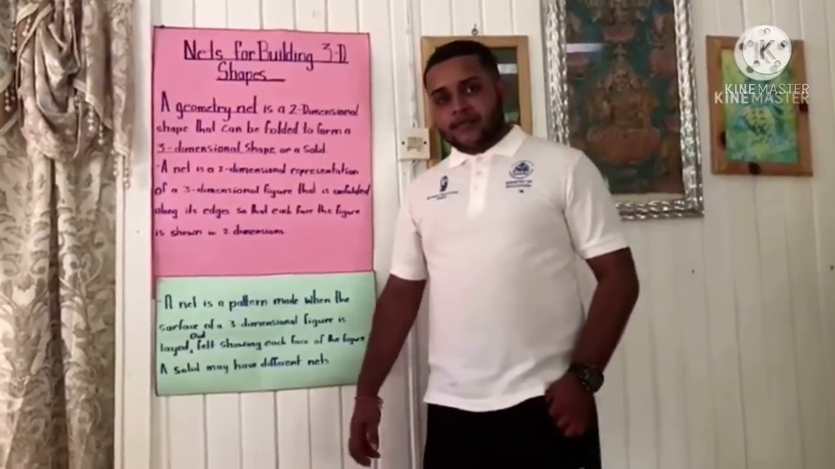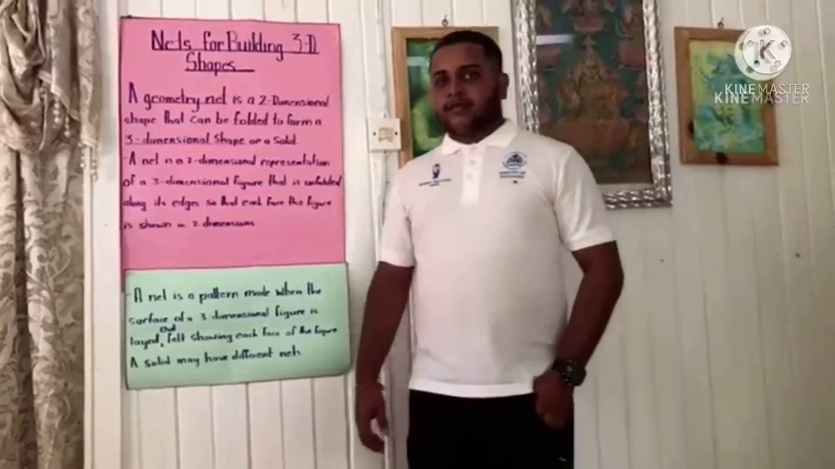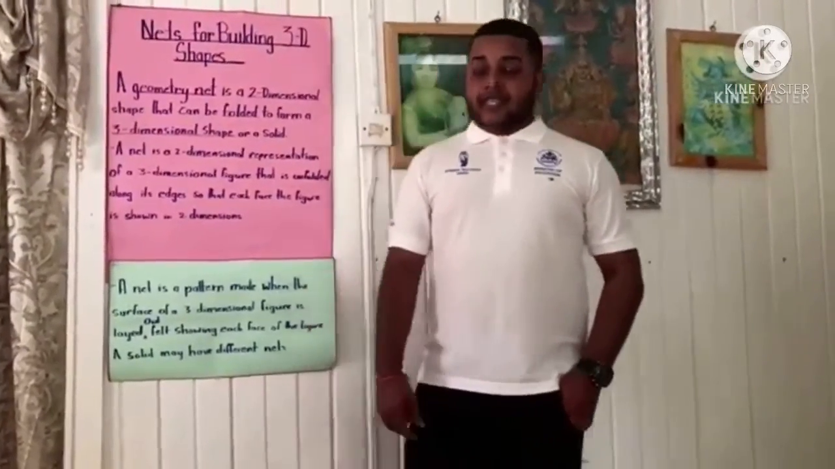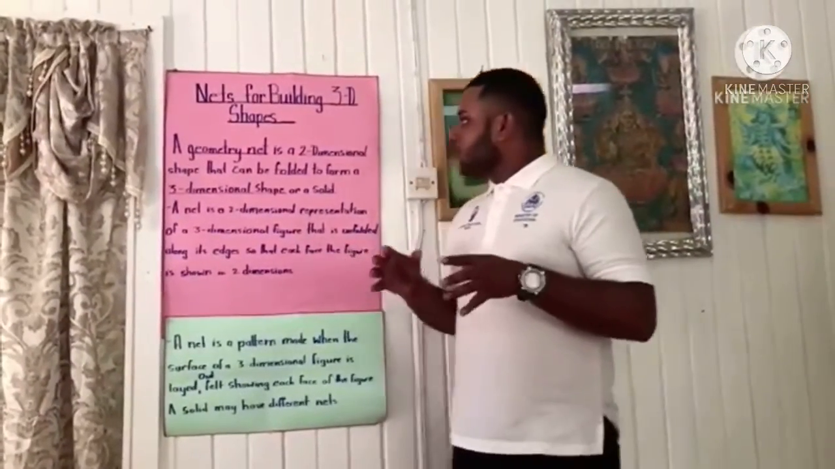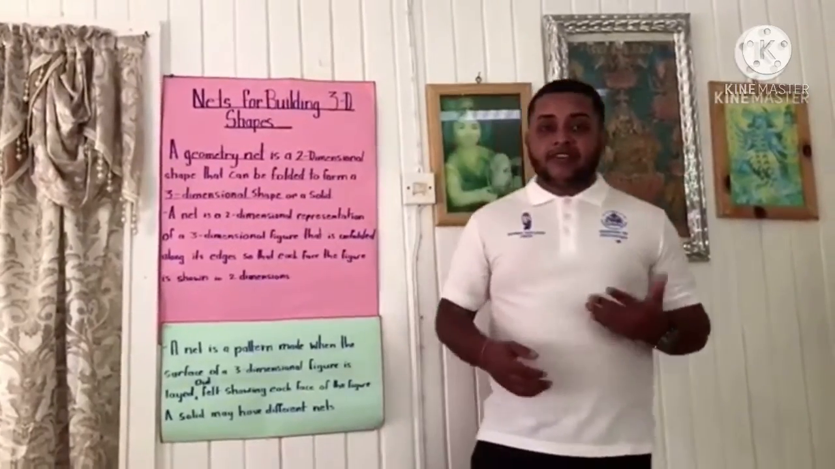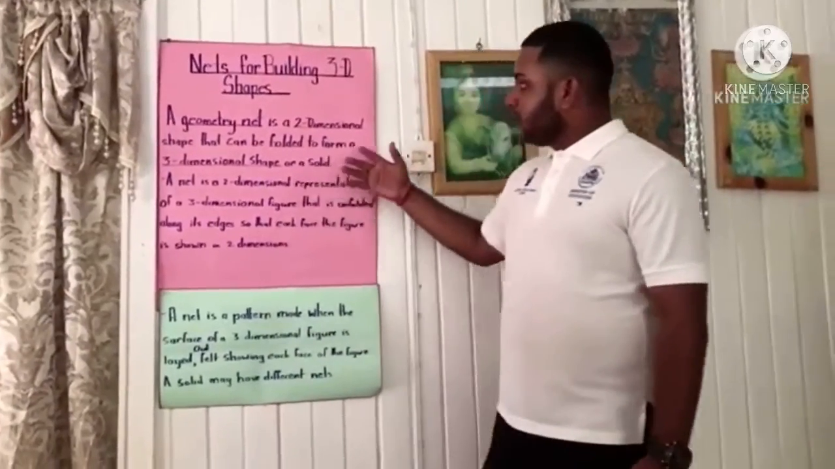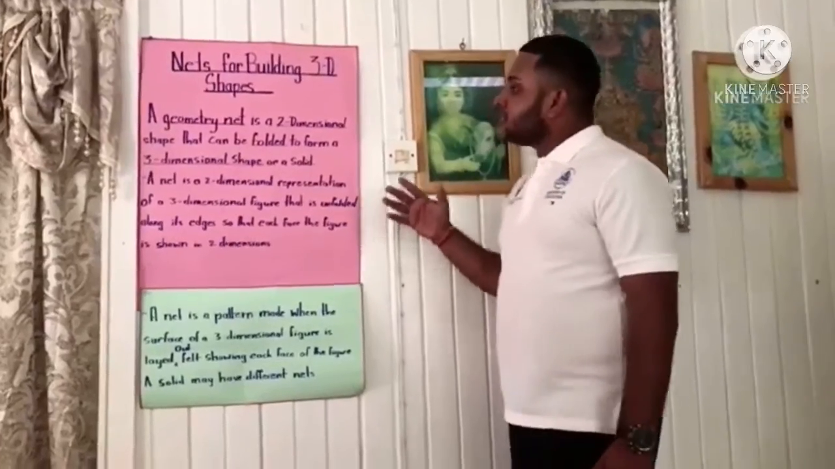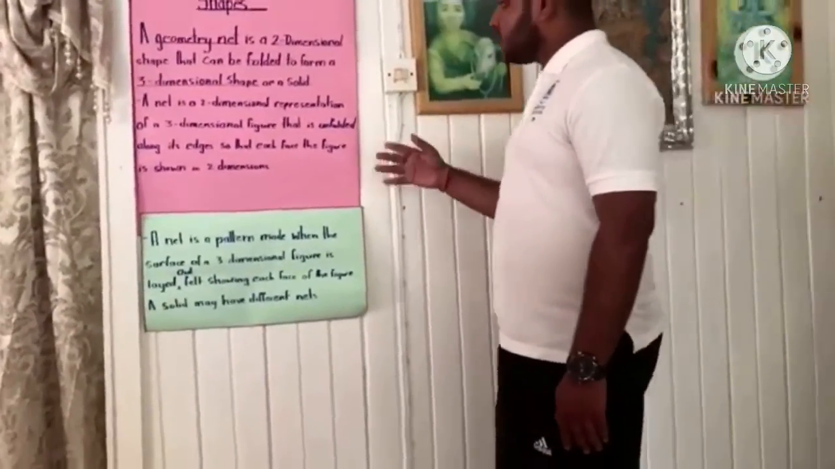A geometry net is a two-dimensional shape that can be folded to form a three-dimensional shape. Yes, very good. That's exactly what a geometry net is, and that is exactly what we use it for. That's very smart of you. And if you look on the chart here, it says a geometry net is a two-dimensional shape that can be folded to form a three-dimensional shape or a solid.